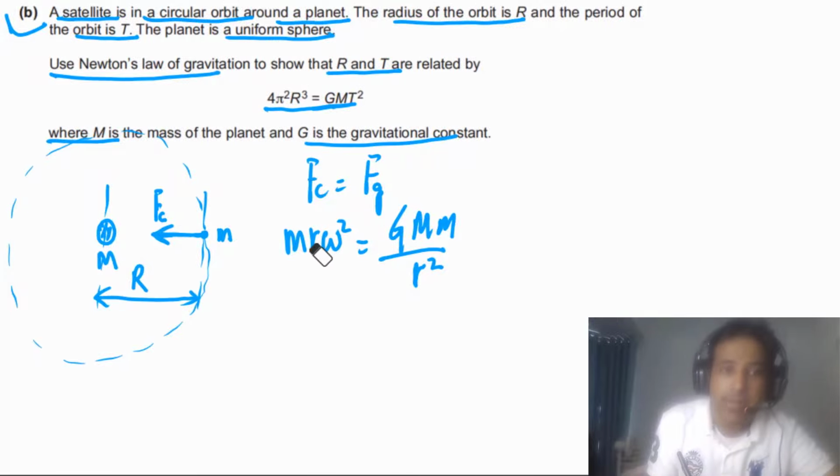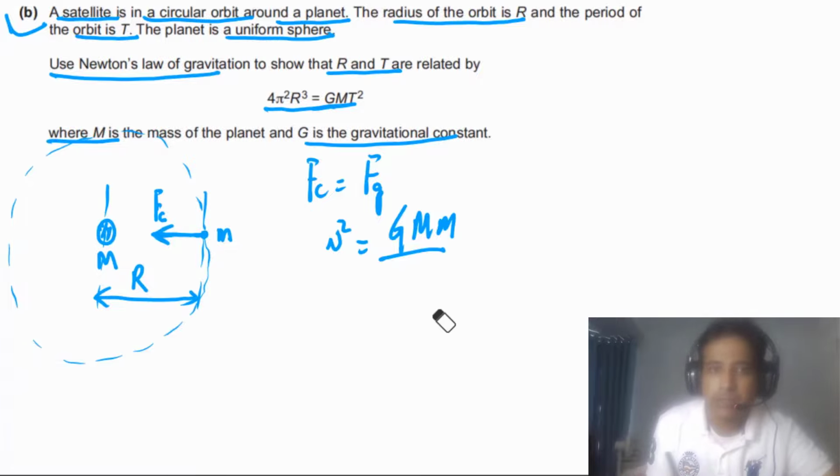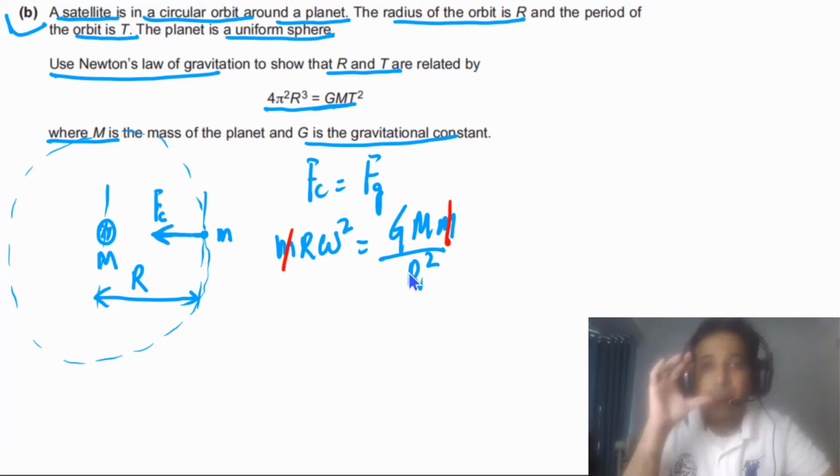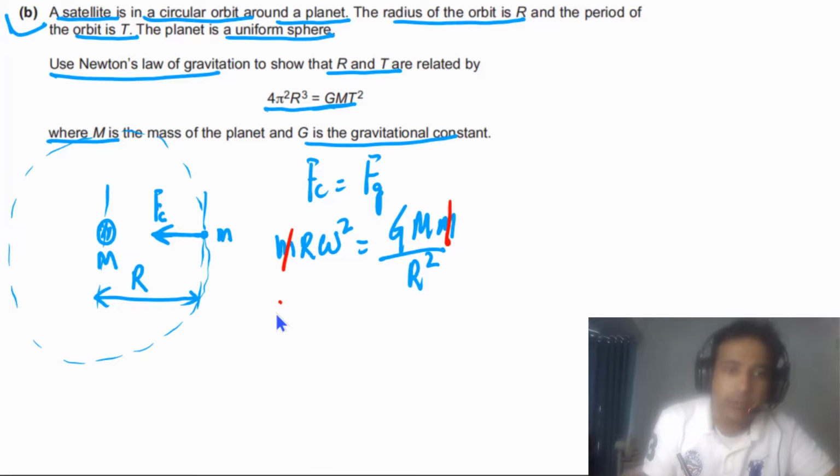The orbital radius is capital R, so let me rewrite this one. So the orbital radius is capital R, so we can simply write down here m R omega squared. This is divided by R squared. This is the gravitational force. Now simply we can cancel this mass with this mass. It simply means that the mass of the satellite doesn't matter. So from here we can write down omega squared. This one will be equal to G M divided by, so here we have, this is R cubed.